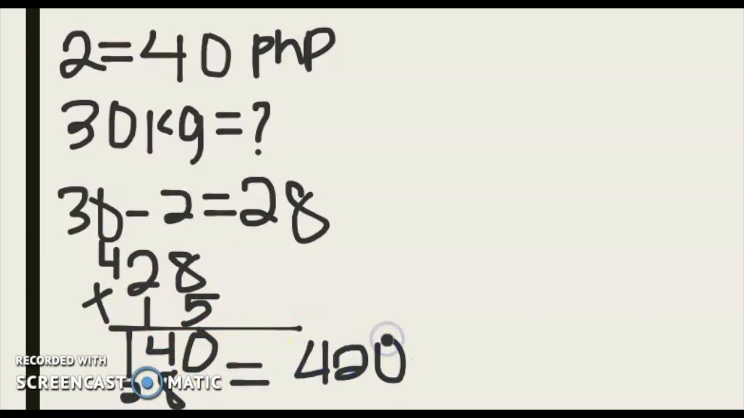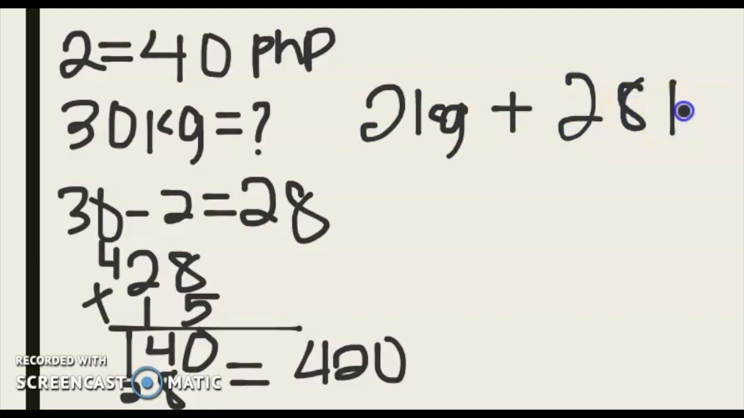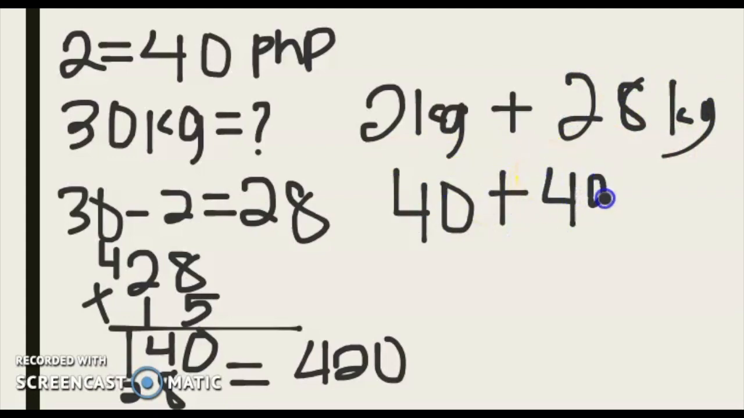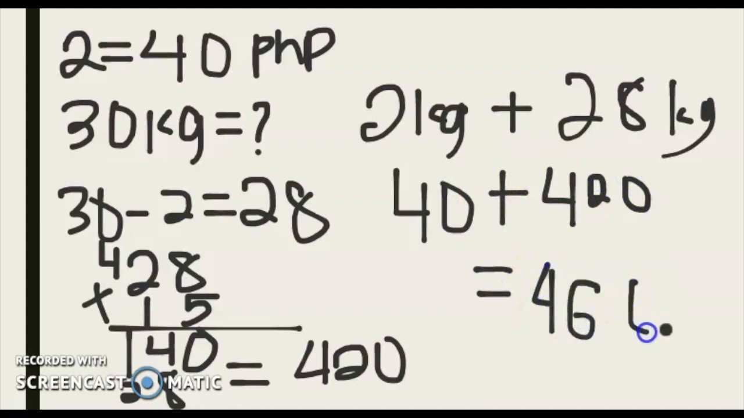To find the total price of the parcel, we're going to add the first 2 kilograms and the 28 kilograms we already have. So that's going to be 40 plus 420, which is 460 pesos. So that's how much he paid.